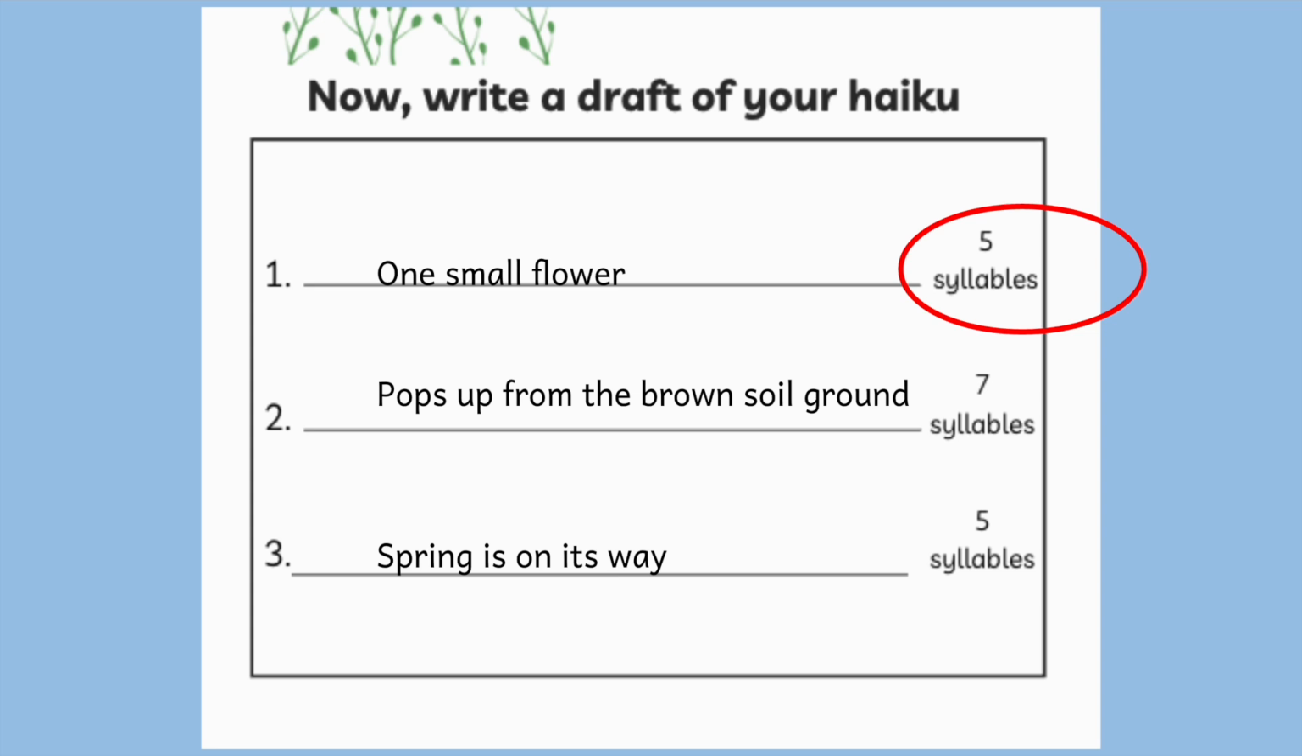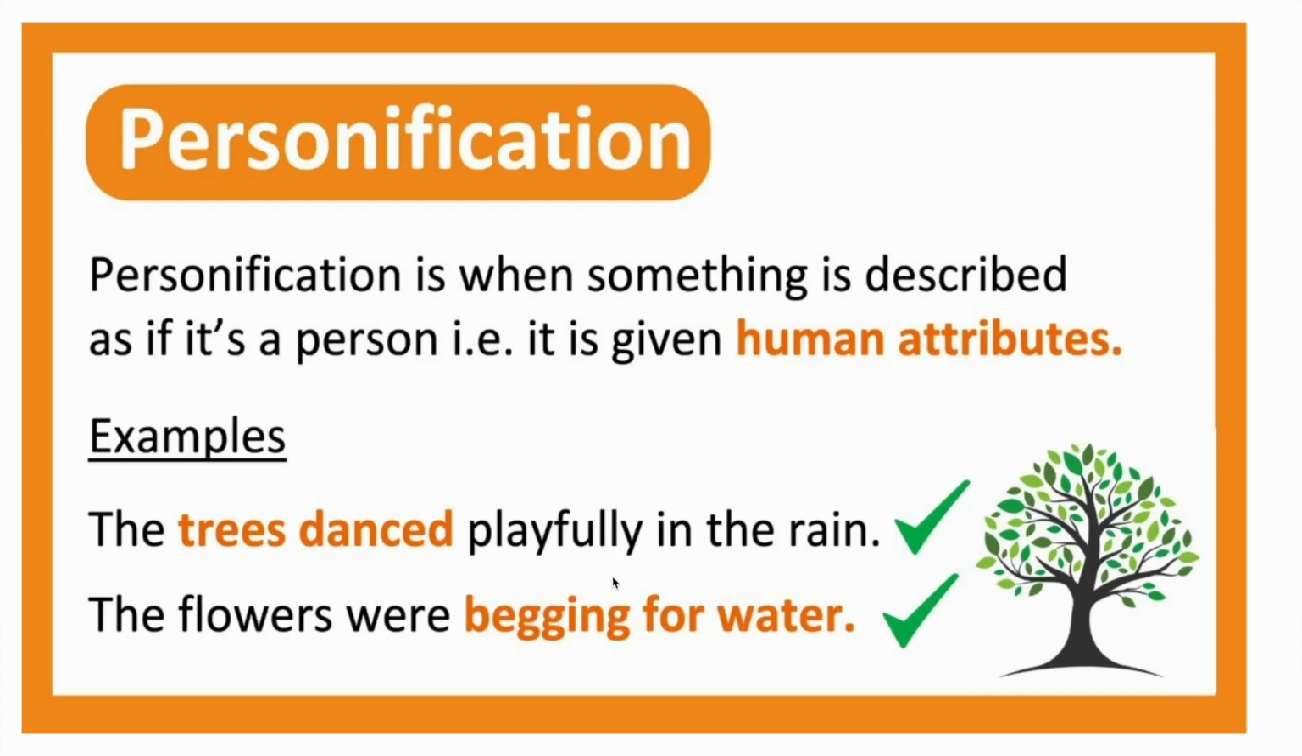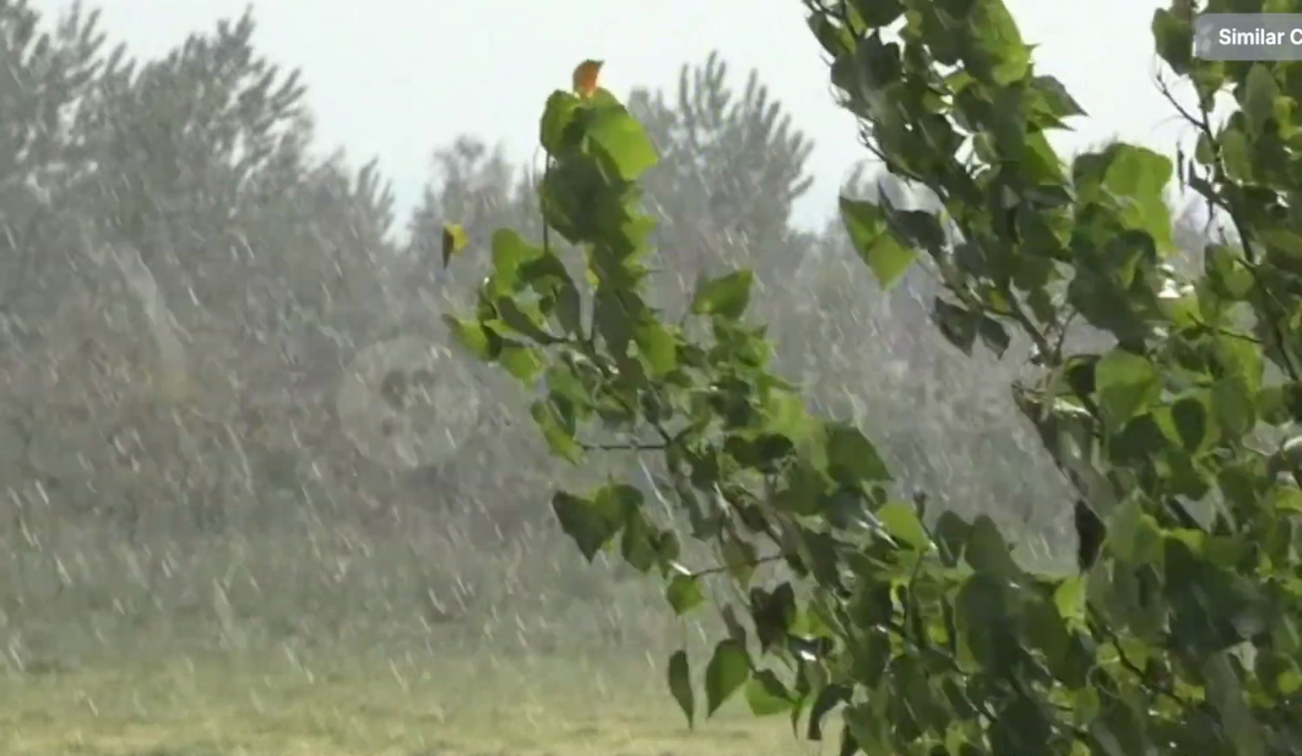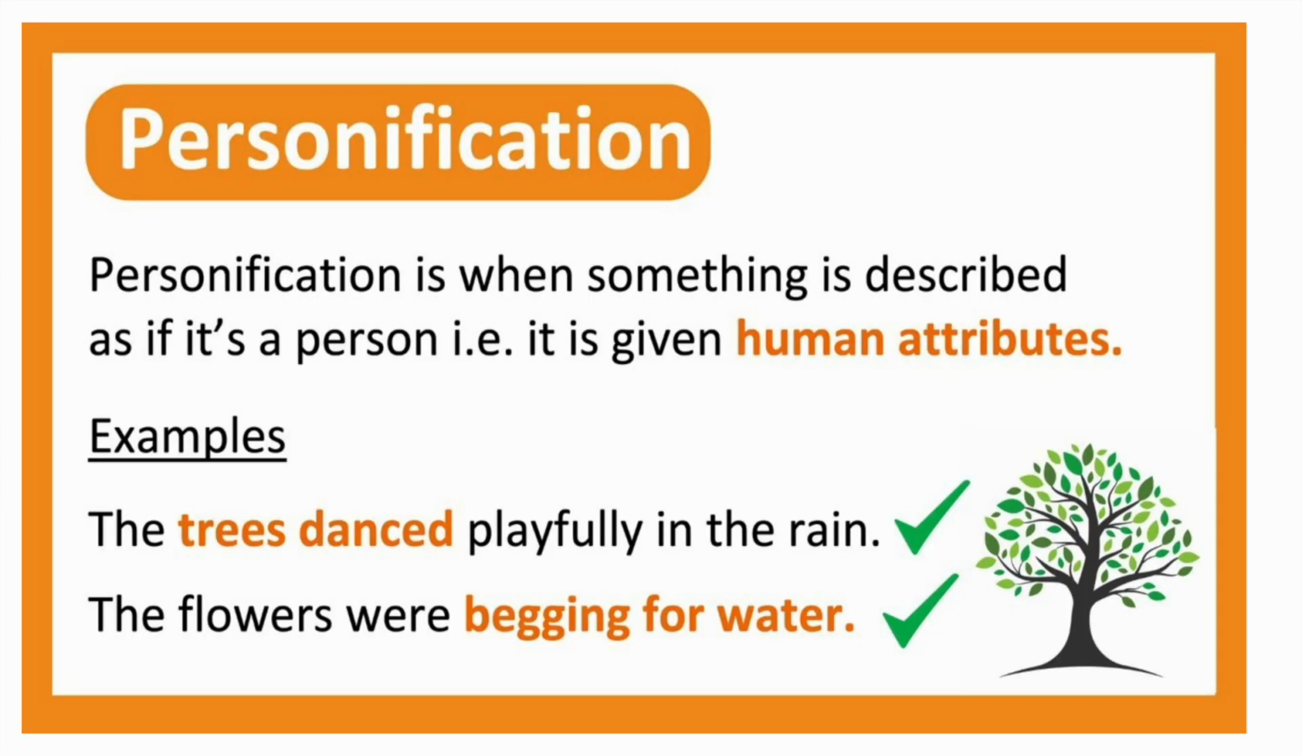The best part about haikus is that they typically use personification. Personification is when something is given human qualities. So if you said that the trees danced in the rain, are the trees dancing? No, but it looks like it because the rain's hitting the leaves and they're bouncing up and down. The flowers were begging for water. Please water me. No, but they looked like it because they were browning, they were wilting, right?